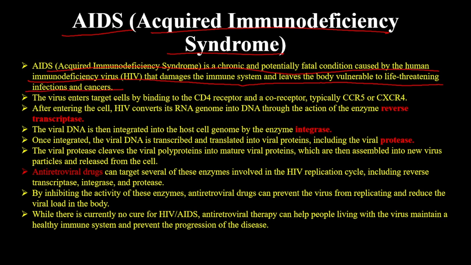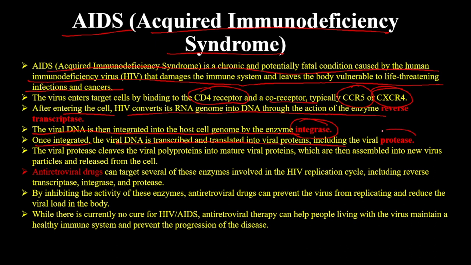The virus enters the target cell by binding to the CD4 receptors and co-receptors, typically CCR5 or CXCR4. After entering the cell, HIV converts its RNA genome into DNA through the action of an enzyme called reverse transcriptase. The viral genome is then integrated into the host genome by an enzyme called integrase. Once integrated, the viral DNA is transcribed and translated into viral proteins, including the viral protease. The viral protease cleaves the viral polyproteins into mature viral proteins, which then assemble into new virus particles and are released from the cell.